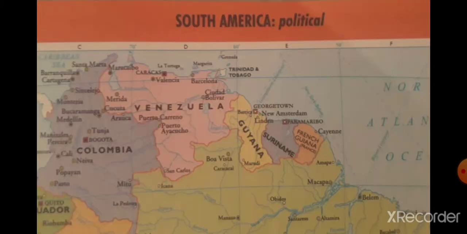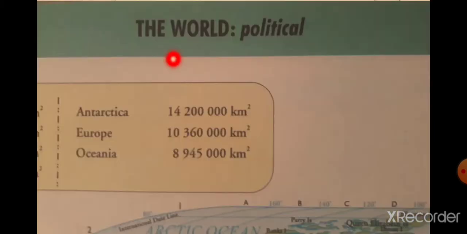A map title is usually written very clearly at the top of the map. For example, at the top of this map, what is written? South America Political. So, it is the political map of South America. Every map has a title clearly written at the top. One more example: the world map, political. What is this title showing? That it is a world map and it is a political map. I am sure you all have understood this.